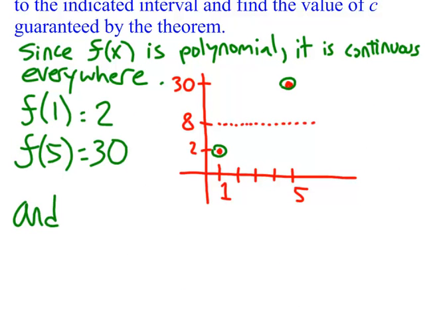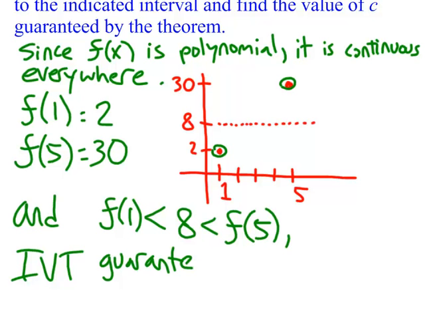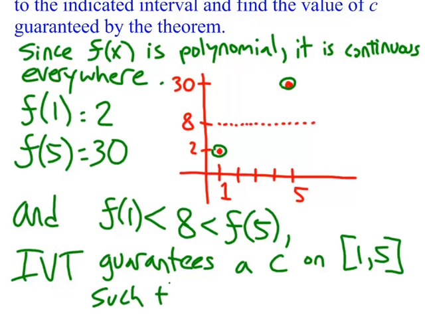And let's see, 8 is bigger than f of 1, but less than f of 5. IVT, I'm going to write it slightly differently, guarantees a value of c on the interval from 1 to 5 such that f of c equals 8. And that completes part 1 of the request. I've guaranteed that there's a point where f of c equals 8.